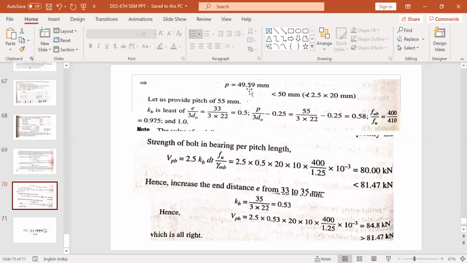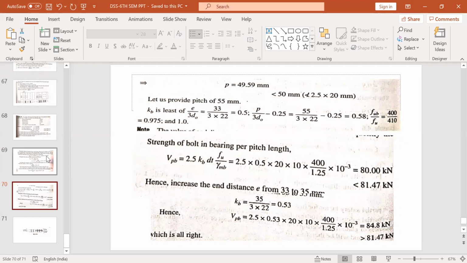You are getting pitch as 49.59, and it should be less than 50 mm. It is coming out less than 50 mm. But since diameter is 20 mm, the minimum pitch is 50 mm. In any case, your pitch should not be less than 50 mm. This you know, the minimum pitch for bolts. So what we do is we provide a pitch of 55 mm.